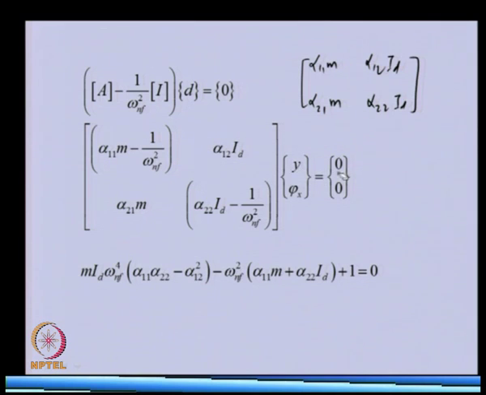Now, because it is a homogeneous equation, the determinant of this will give us the characteristic equation. You can see there is a quadratic in natural frequency square, so we expect two roots out of this.